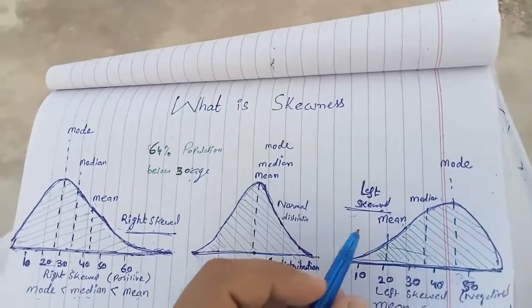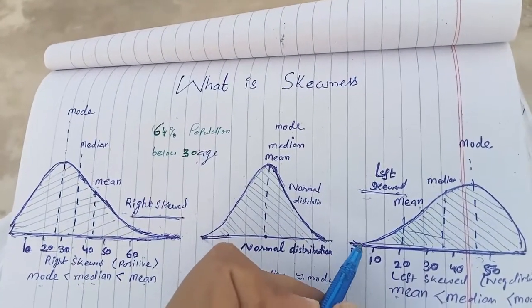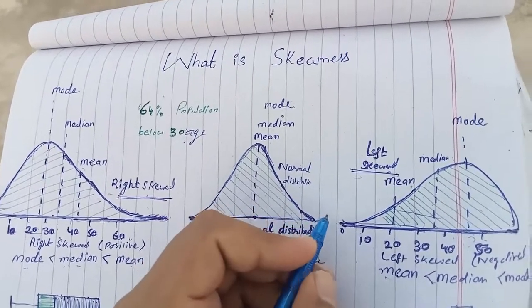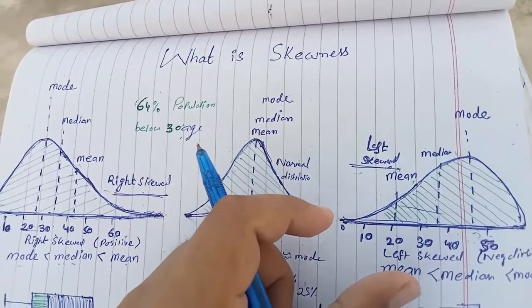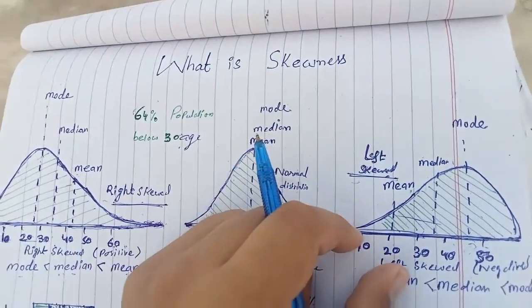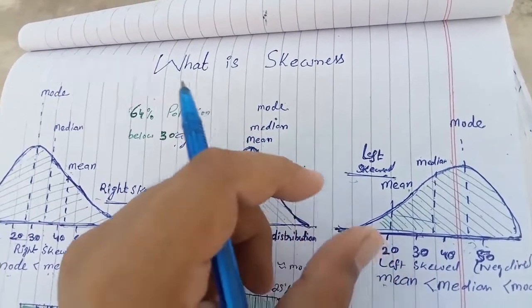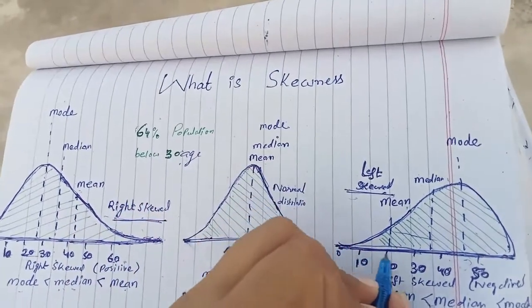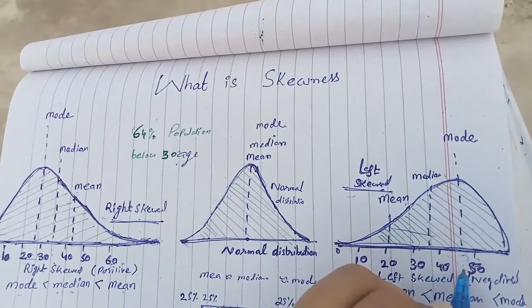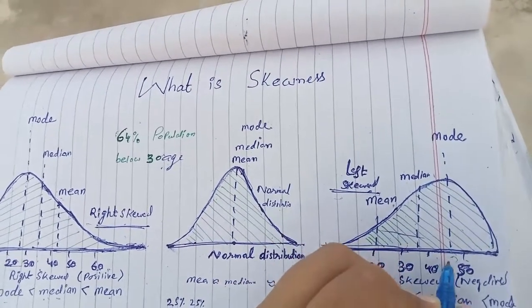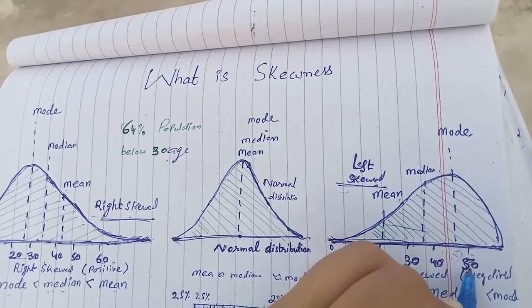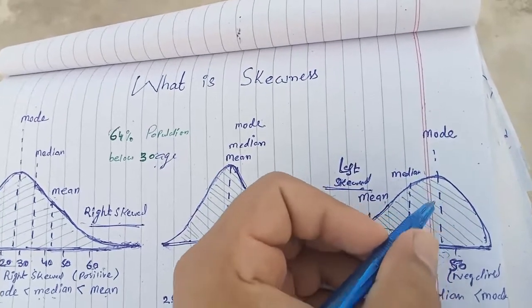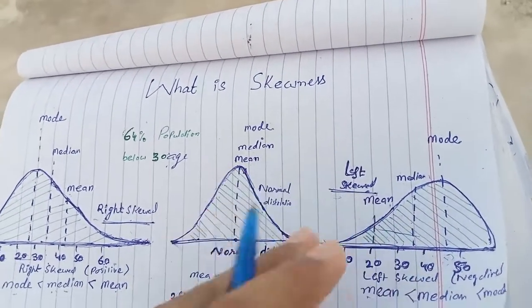If you talk about the left skew, I can give an example here. Let's suppose we want to see which age group is earning more than 50K in a salary. Which age group is earning more than 50K, right? If you see here, this left skew is showing the age group between 40 to 50. Age group between 40 to 50 are earning more than 50K, right? So that is a kind of example.